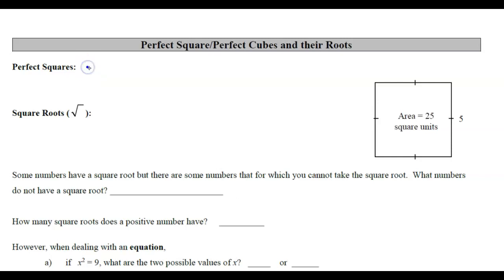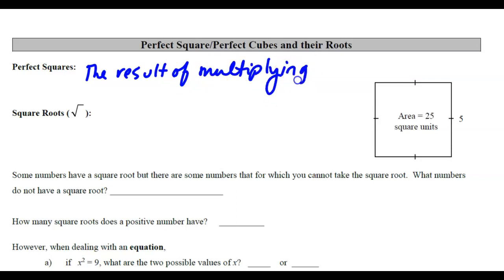So the result of multiplying a number by itself. Okay? Something like that. We're not going to ask for a definition on the test per se, but you have to be able to recognize it.